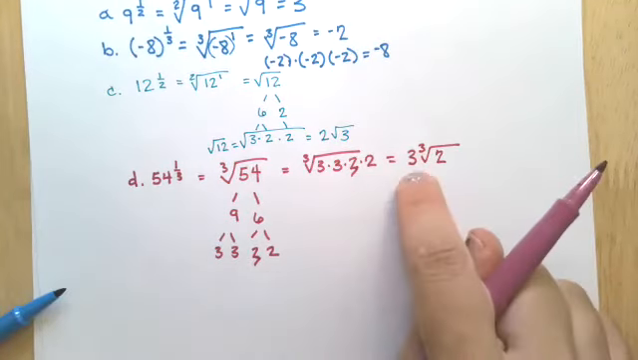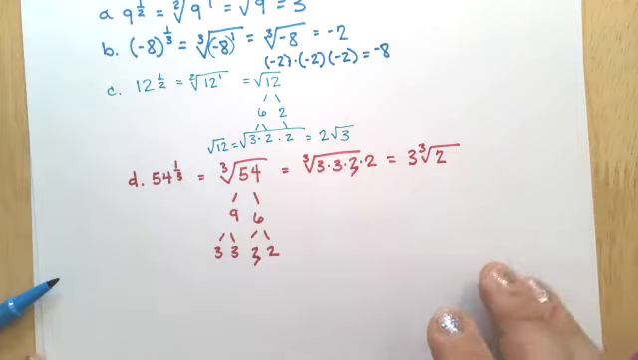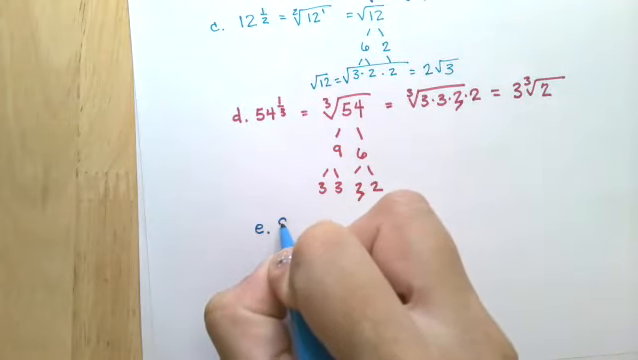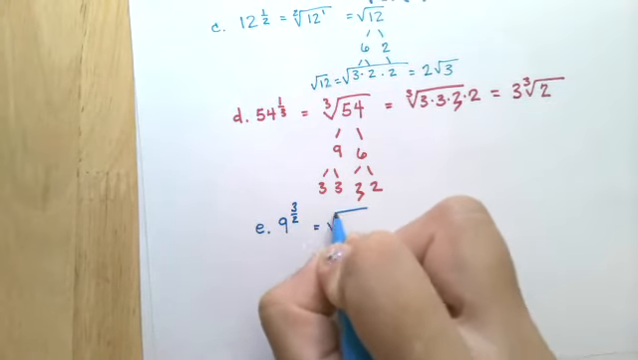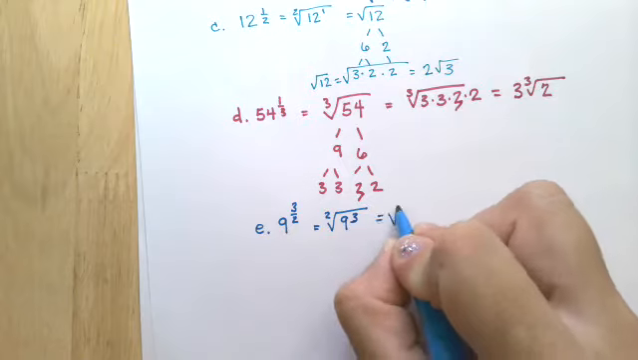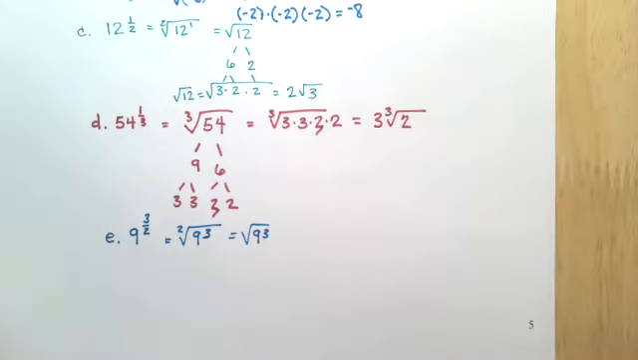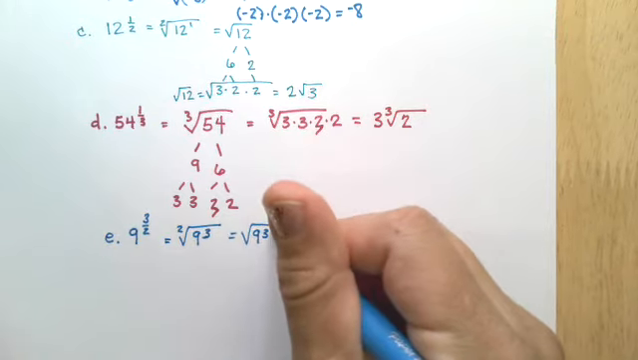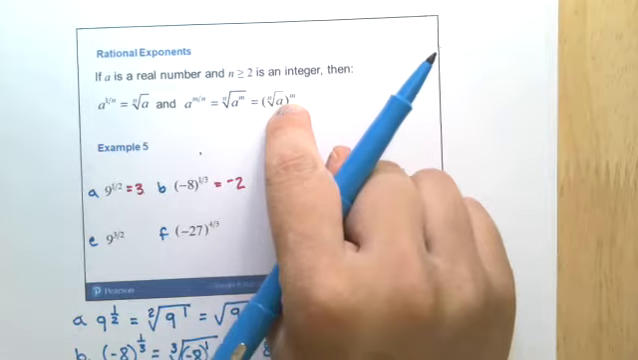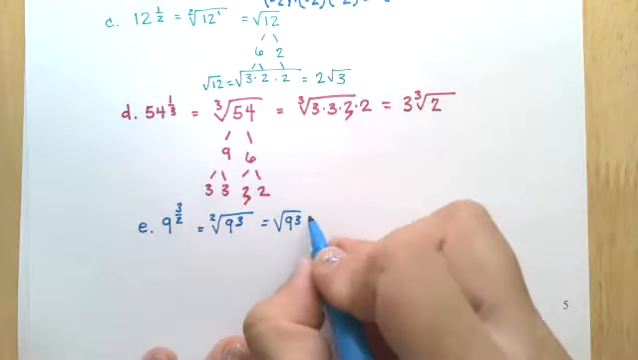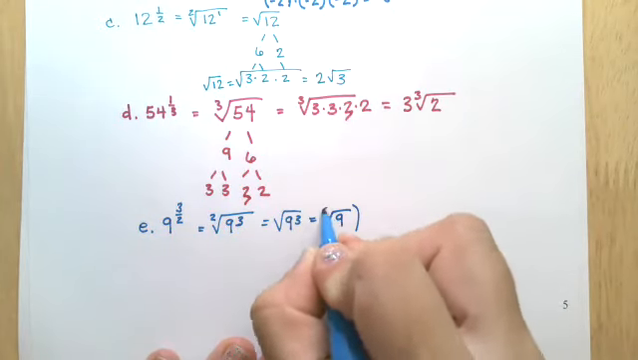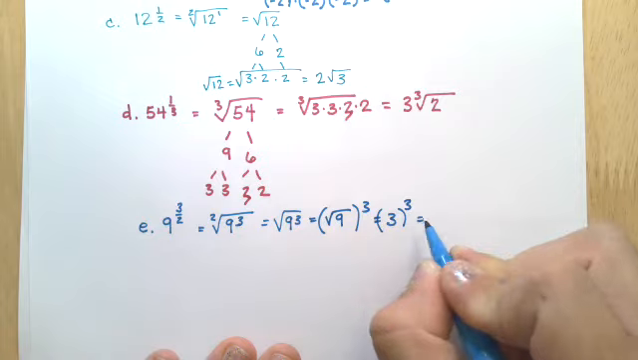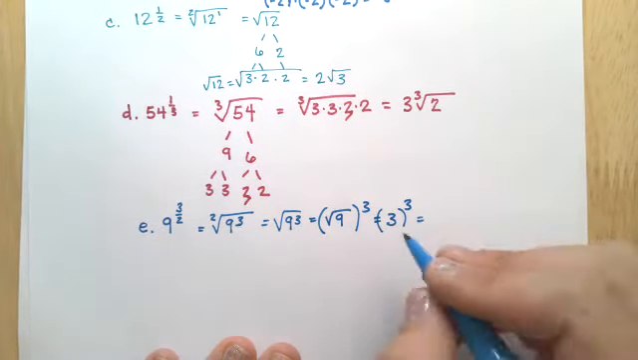So, the cube root of 54 becomes 3 cube root of 2. E is 9 3/2. So you can either do 9 to the 3rd power now and then square root it, or you could take the 3 and pull the 3 out. Do you know the square root of 9? Square root of 9 is 3. Three times 3, or sorry, 3 to the 3rd power is 27.